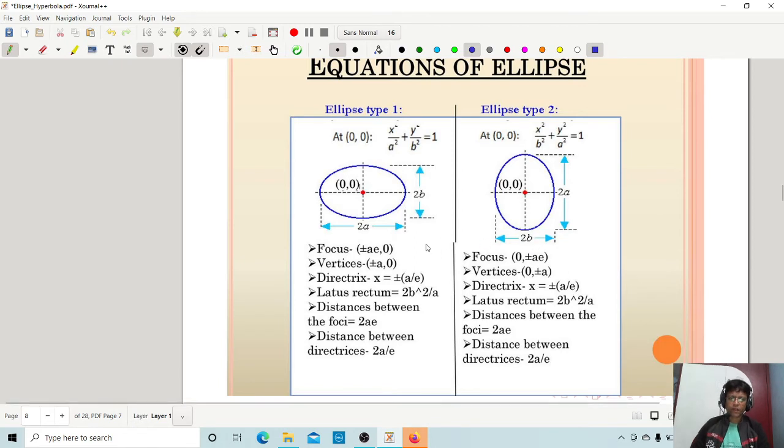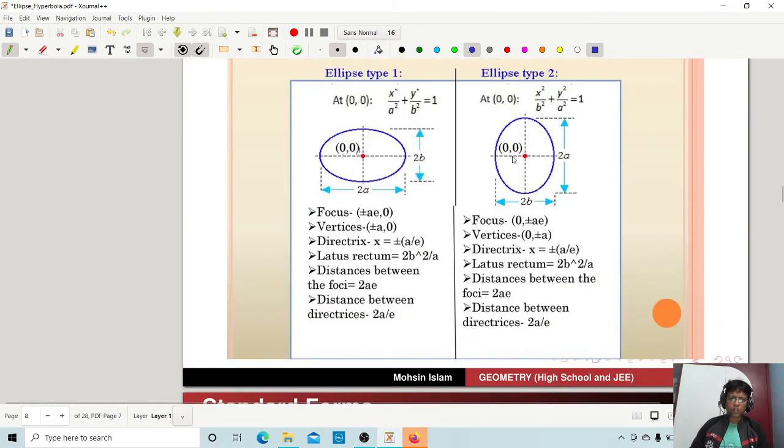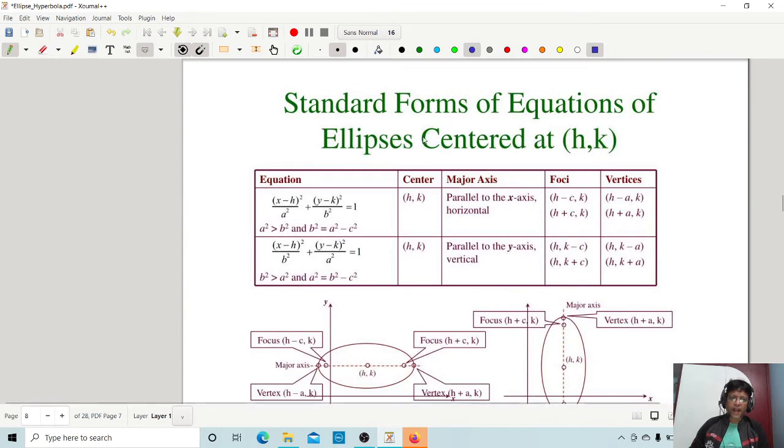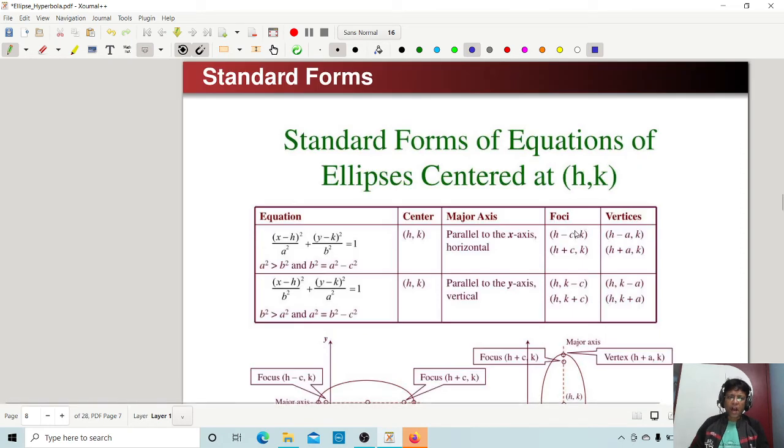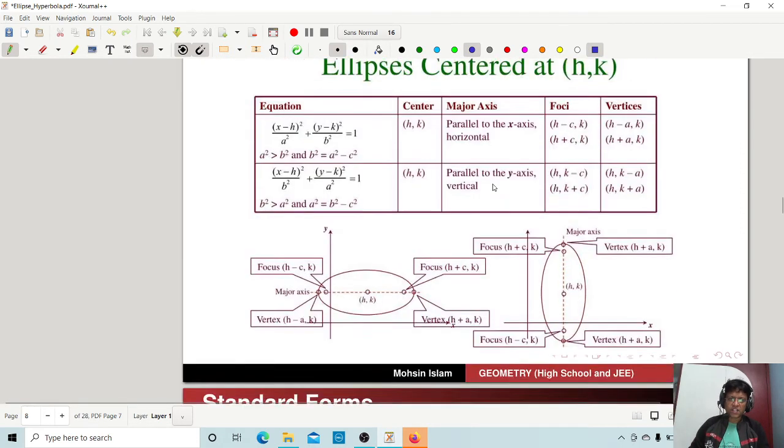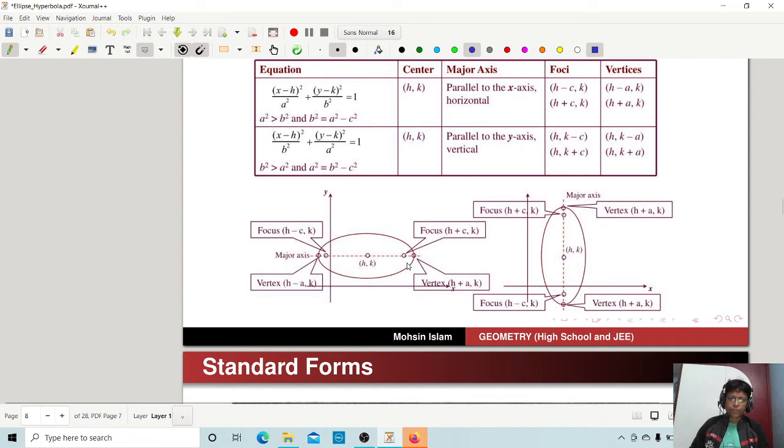There are two charts. One is with the major axis along the x-axis, and the other with the major axis along the y-axis. You can take help of that, so all the information is there. Now the standard forms: if the center is not at 0, 0 but shifted to alpha beta or h, k. In this case, if it is at h, k, then the focus will be h plus c comma k, and the vertex will be h plus a comma k, and the other focus will be h minus c comma k.